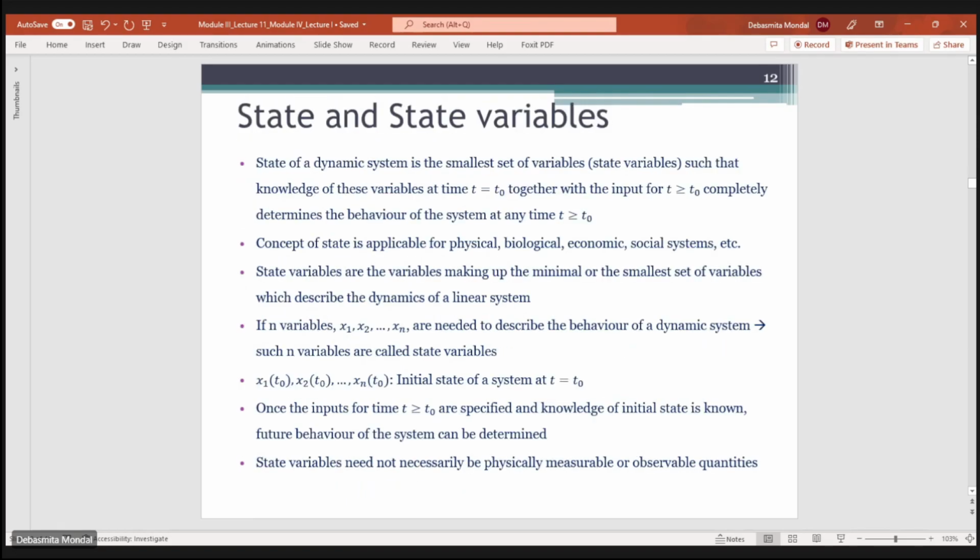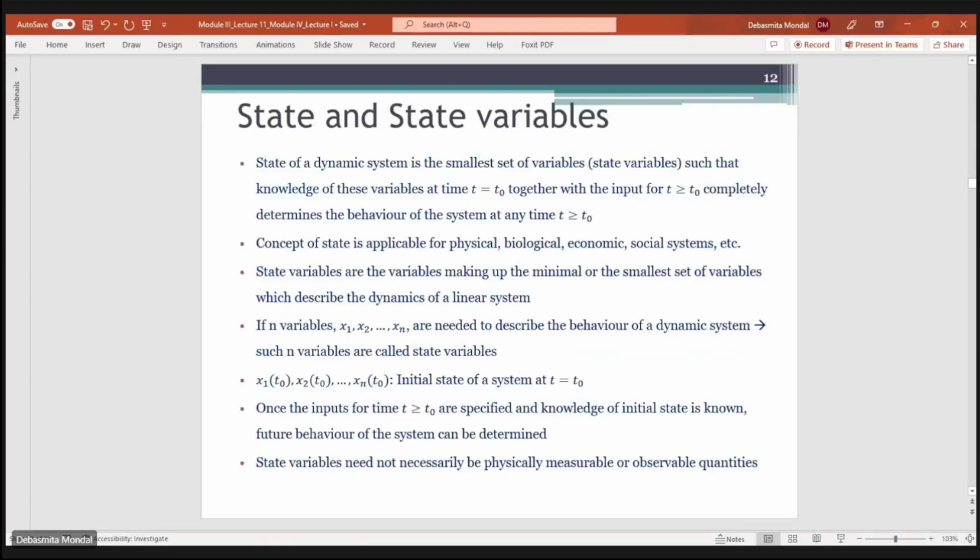Okay, so now we'll see what actually the state and state variables are. Basically, the state of a dynamic system is defined as the smallest set of variables, known as the state variables, such that if you have knowledge of these state variables at time t equals t0, and you also know the input for time t greater than or equal to t0, these two pieces of information are sufficient to completely determine the behavior or output of the system at any time t greater than or equal to t0. If this condition is satisfied, then that is known as the state.